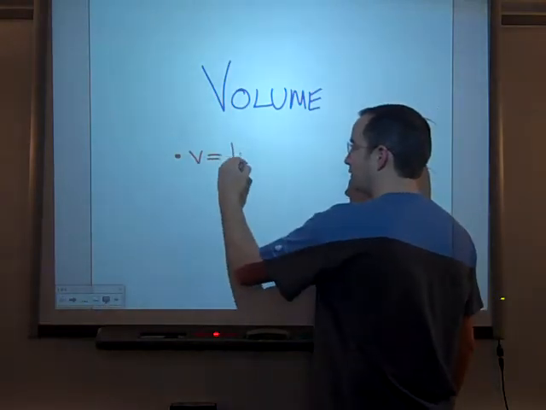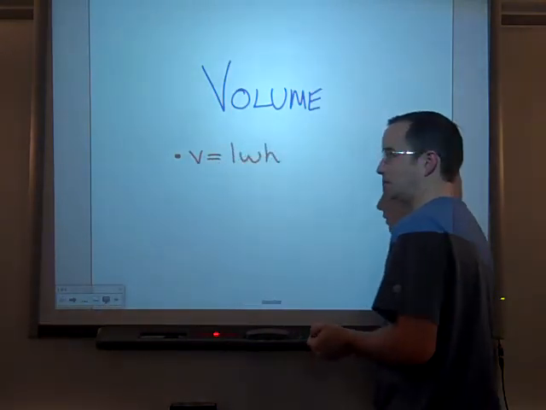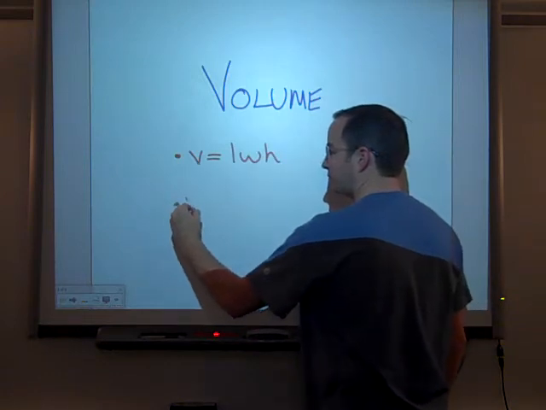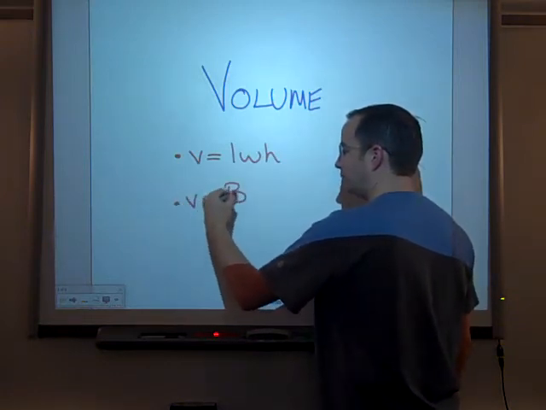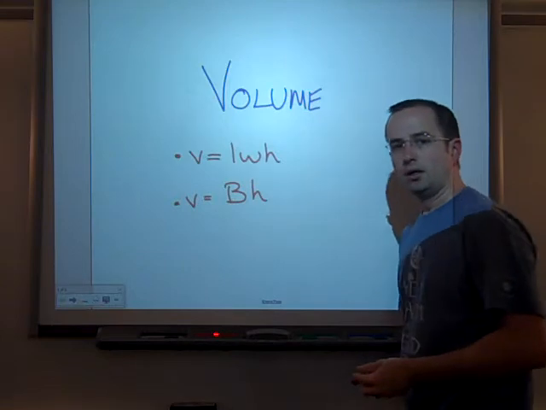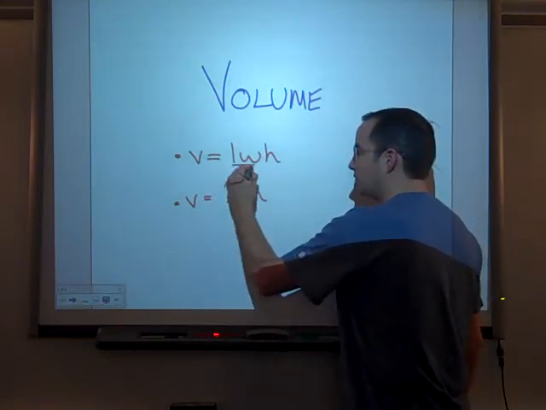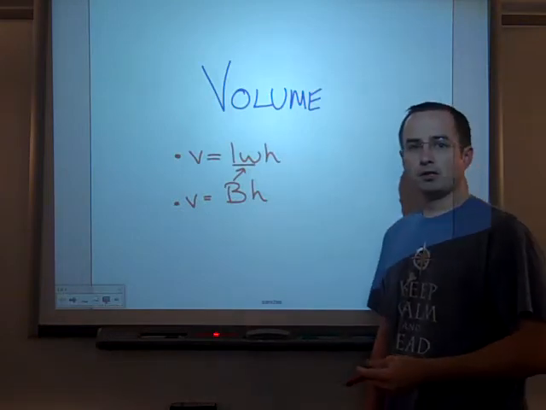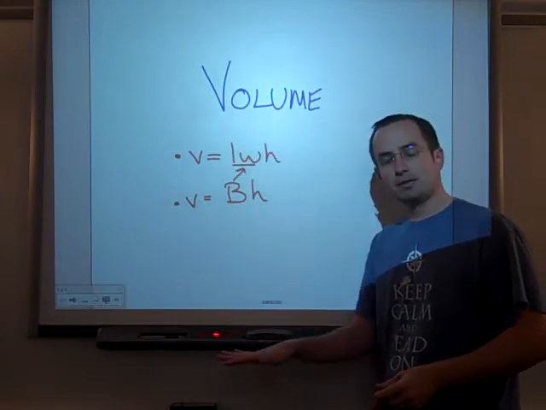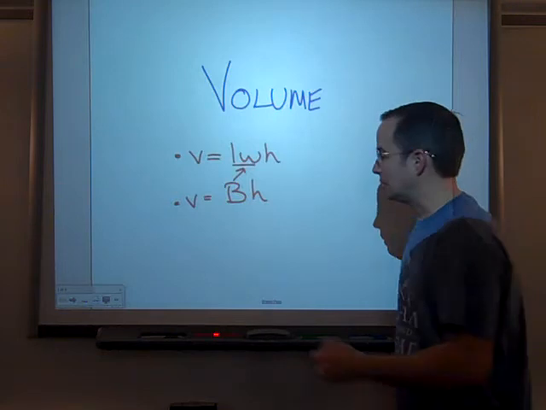Volume equals length times width times height. The next one they give you is volume equals big B times height. Well, what is big B? Big B is length times width. They just want to know the bottom, the base of that 3-dimensional shape.